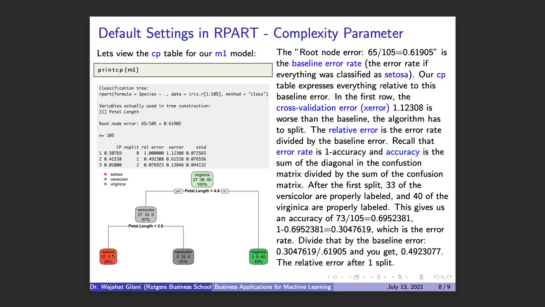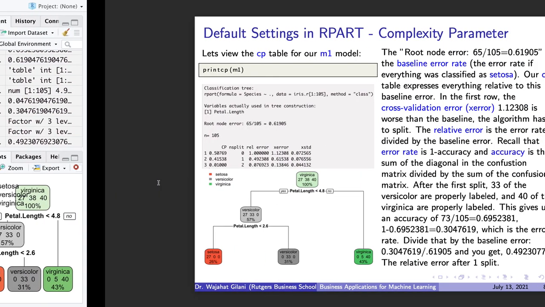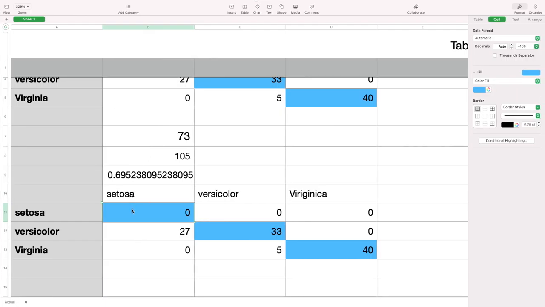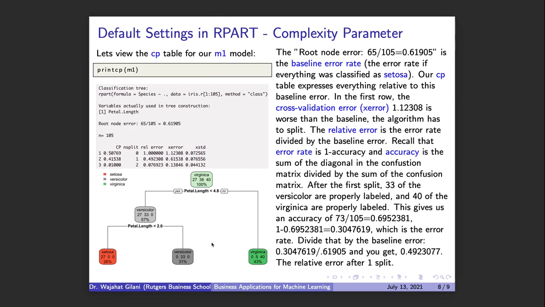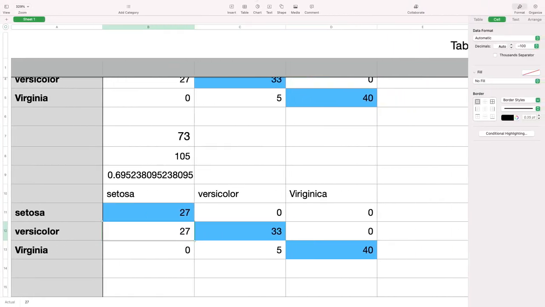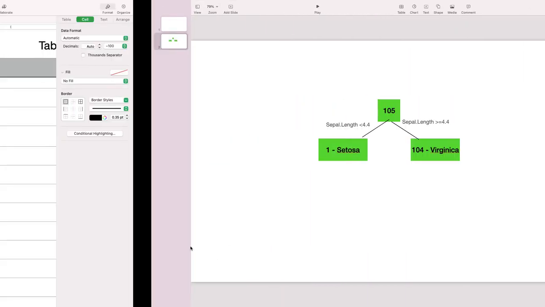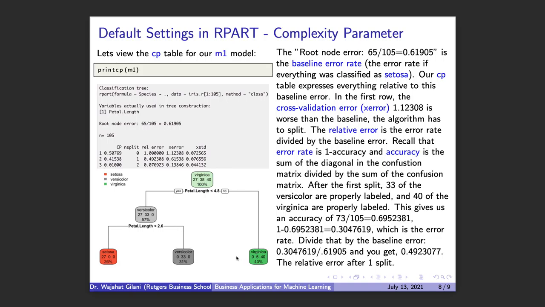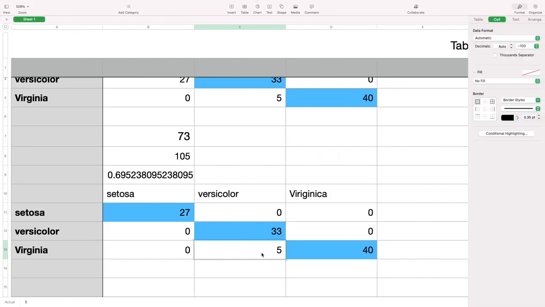So now what ends up happening is, if I copy and paste this, after another split, this is a terminal node, and this is a terminal node, and this is a terminal node, all right? So after the other split, we now have Setosa at 2700, Versicolor is 0330, and Virginica is 0540. And that stays 0540, all right?